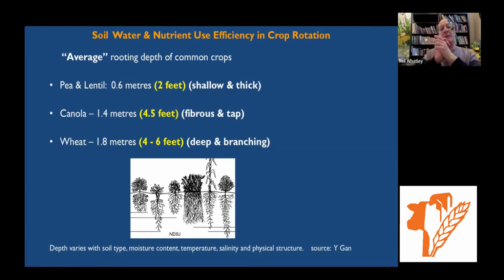It's about the average rooting depths of our common crops. Pea and lentil roots are fairly shallow and thick, about 2 feet deep. Canola is about 1.5 meters or 4.5 feet deep, and wheat is 1.8 meters or 4 to 6 feet. When you have these crops in rotation, you're extracting soil water and soil nutrients from different depths of the soil profile every year. You can see how that's beneficial for soil water and nutrient use efficiency.